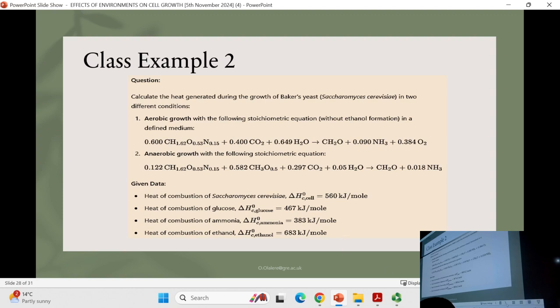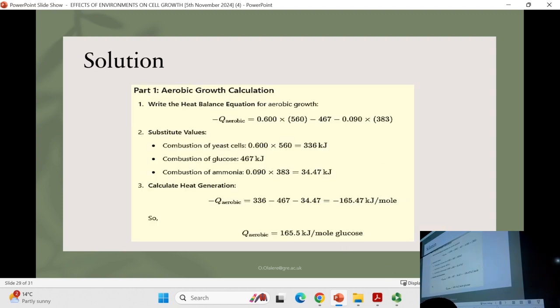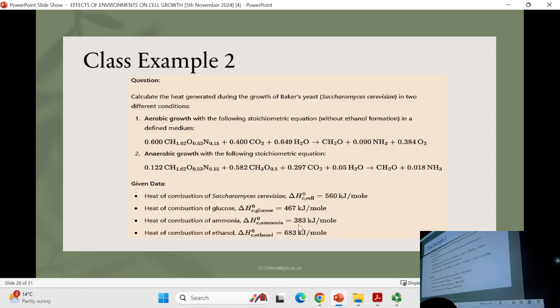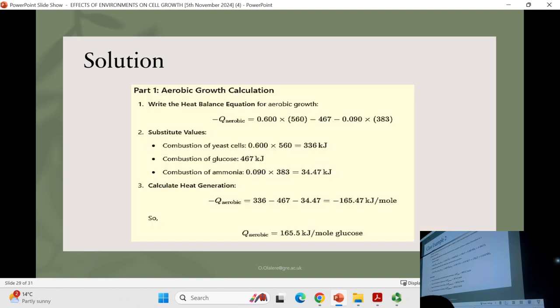For the ammonia it is 0.09, right? And what is the heat of combustion of ammonia? 3 degree, because it's with oxygen, without ethanol formation. So we are only concerned about 3 heat of combustion. You can base your calculation on the given data, which is this 4, right? So at the end of the day, we're able to get the answer for this.